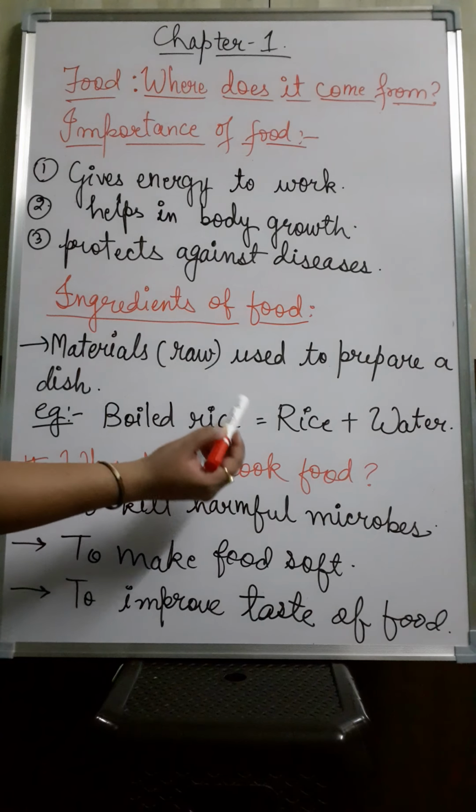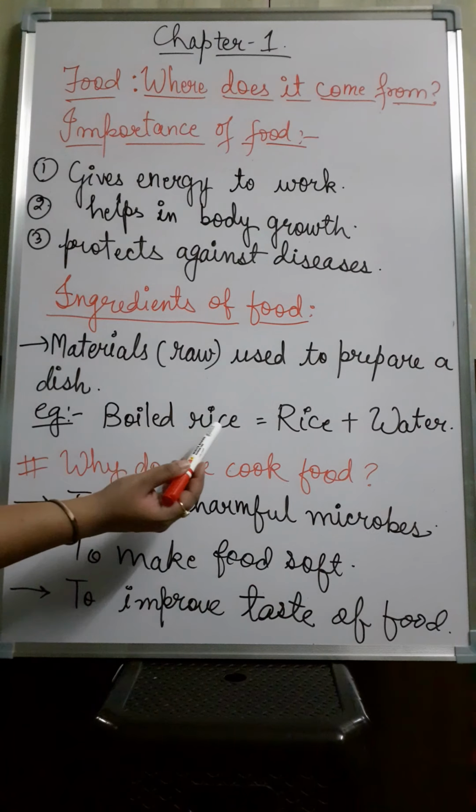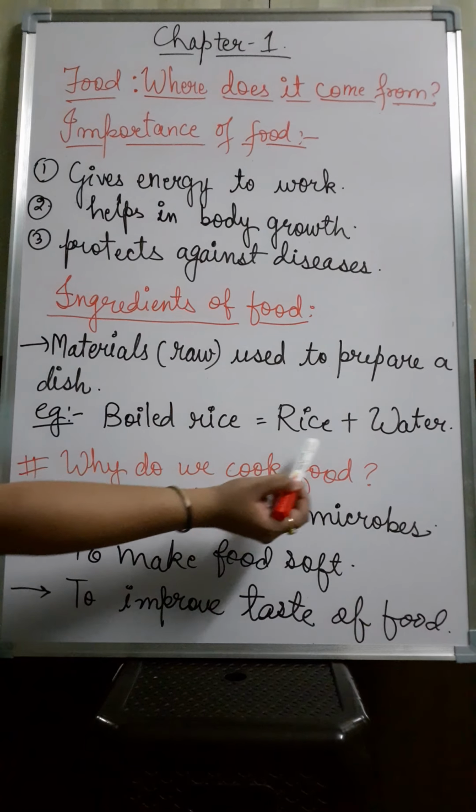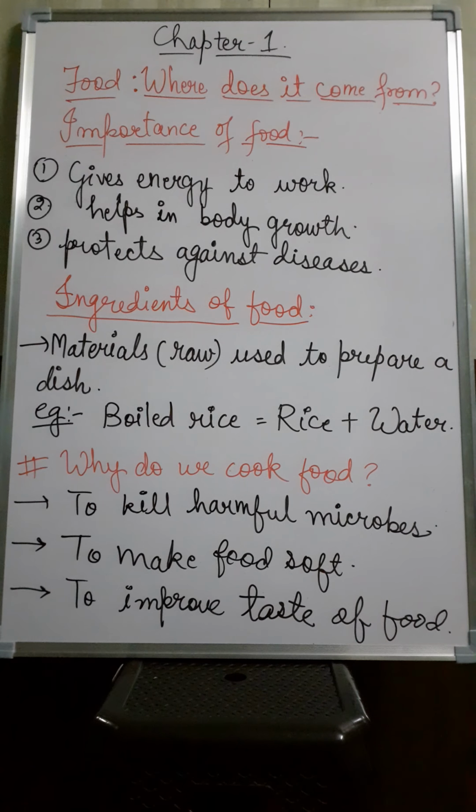For example, if you want to prepare boiled rice, then what are the ingredients or raw materials you can use? That is rice and water. Another example, you can take dal or the pulses. What are the ingredients for the preparation of dal? If you are preparing mixed dal, then you will have some different types of pulses. Then you will take some spices, water, salt, etc. So all these raw materials come under ingredients.